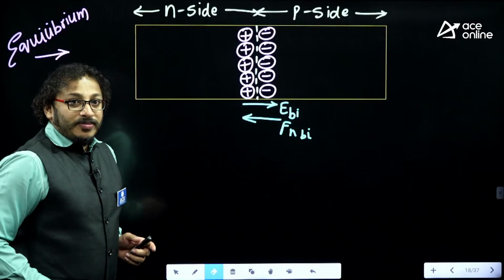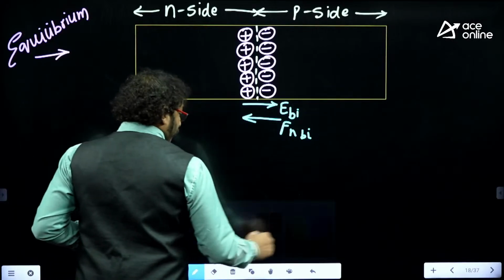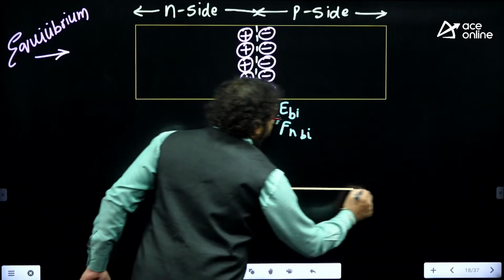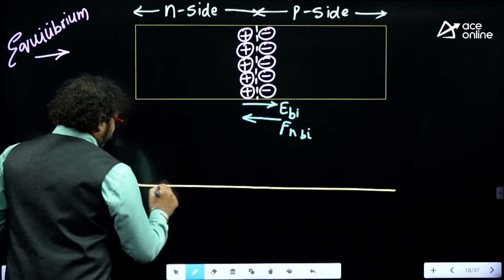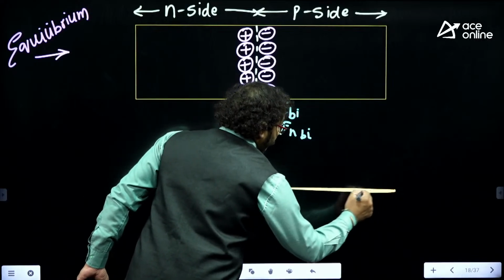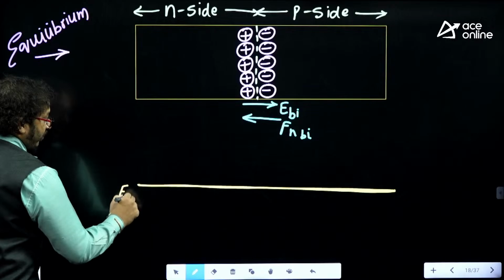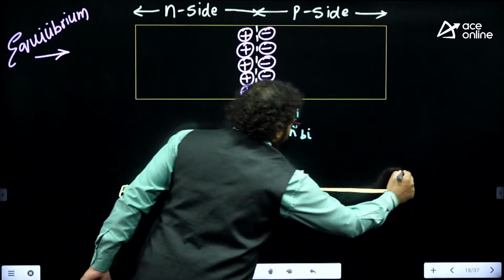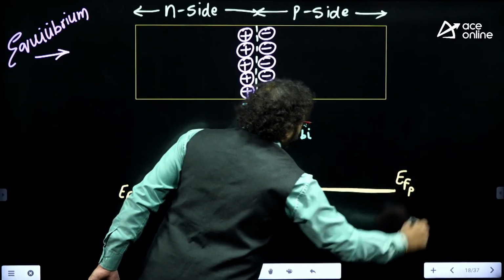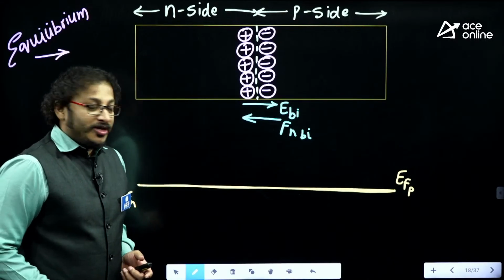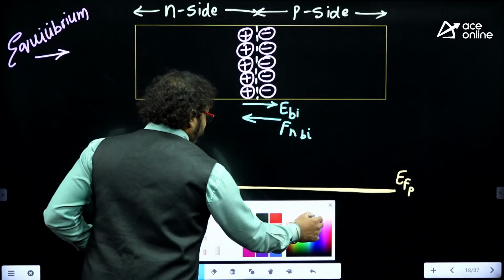Whenever I use the word equilibrium, you can understand there will be no slope in the Fermi level, so it must be a straight line. No slope in the Fermi level. This is the N side, so let me say EFN, and that is the P side, so let me say EFP. I believe you got the point, dear students?